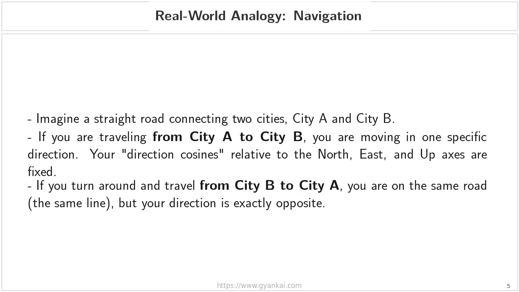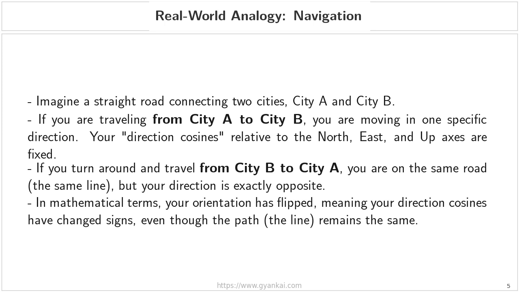However, if you decide to turn your car around and travel from City B back towards City A, notice what happens. You are still on the exact same physical road. The path, or the line, hasn't changed at all. But your direction of travel is now exactly the opposite of what it was before. In mathematical terms, this is exactly what we discussed in the previous slides. Your orientation has flipped. Even though the path remains the same, your direction cosines will have changed their signs. This perfectly illustrates why we need the concept of a directed line to avoid confusion, which we will see applied in a concrete numerical example in the next slide.